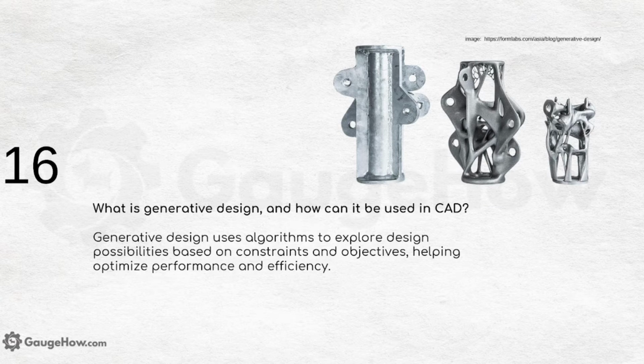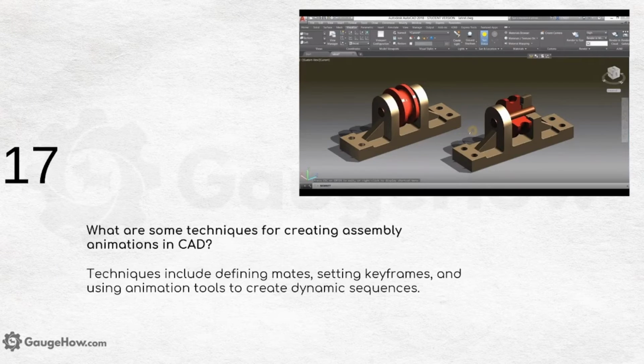What is generative design and how can it be used in CAD? Generative design uses algorithms to explore design possibilities based on constraints and objectives, helping optimize performance and efficiency. What are some techniques for creating assembly animations in CAD?